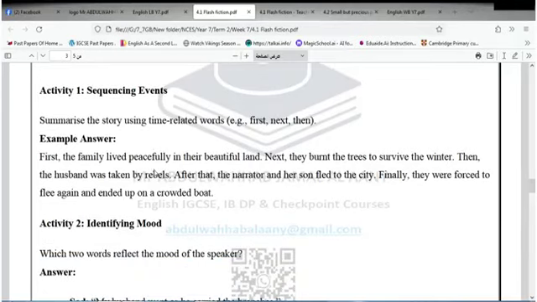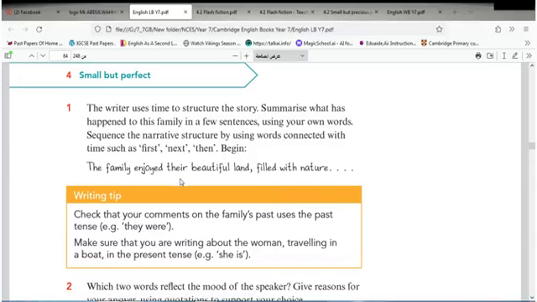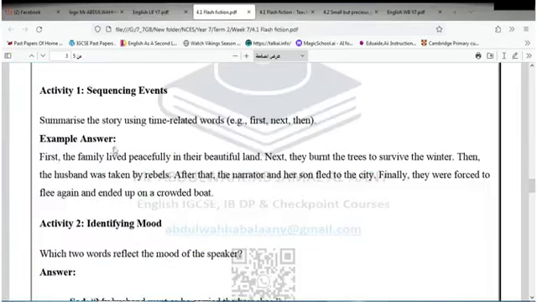If I wanted to summarize the events of the story, what shall I do? Summarize what happened to this family in a few sentences, as we said, and then try to use first, next, then. Begin with: the family enjoyed the beautiful land filled with nature. The idea of using the time sequences is very important because you are depending on time or chronological order and you are shifting between past and the present.